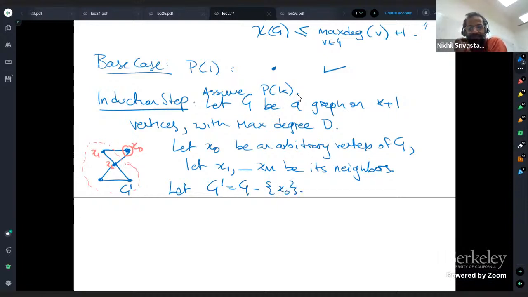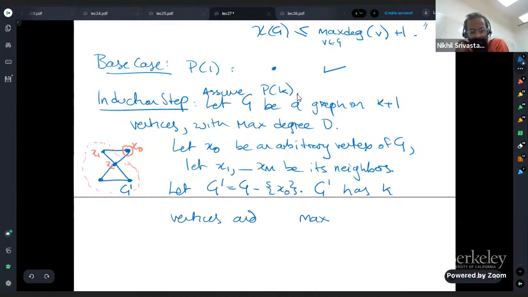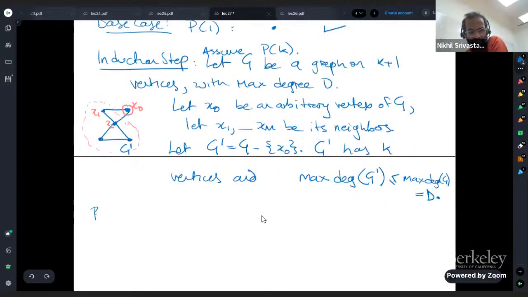Now to apply the inductive hypothesis, I need two things: that it has at most K vertices, which it does, so G prime has K vertices, and that the maximum degree of G prime cannot be bigger than the maximum degree of G, which is D. Deleting a vertex cannot increase the degrees. So now by the induction hypothesis, I can color G prime. So there's some coloring F prime.